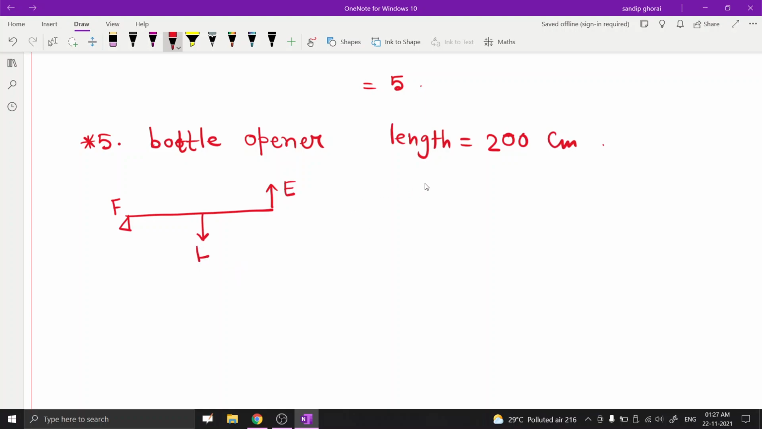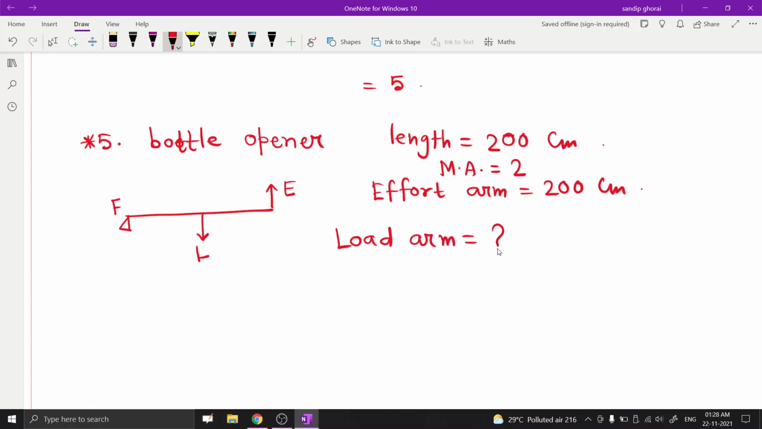So in this case, the effort arm is simply 200 centimeter. Also the data is given, that the mechanical advantage of the bottle opener is 2. Now the question is, what is its load arm?